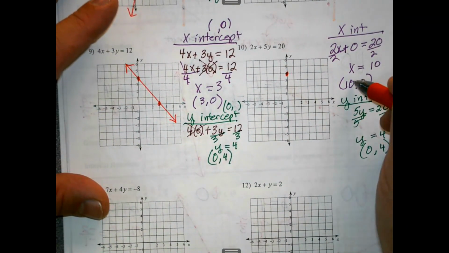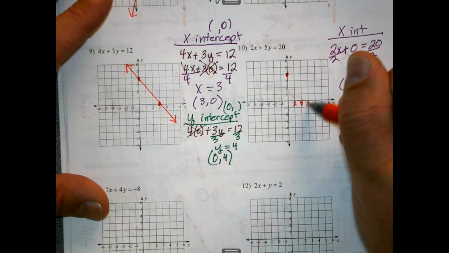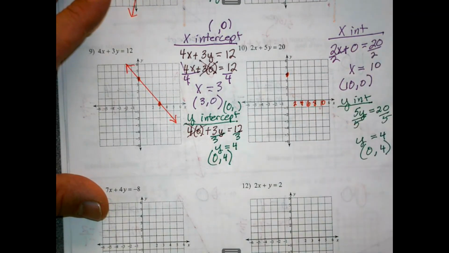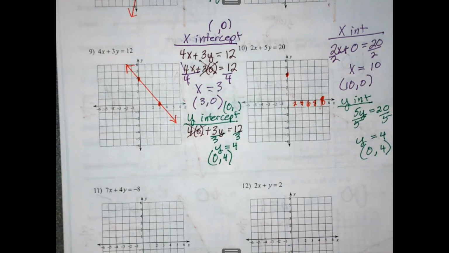So instead of 1, 2, 3, I'm going to do 2, 4, 6, 8, 10, so that I get 10, 0. And here's my line.